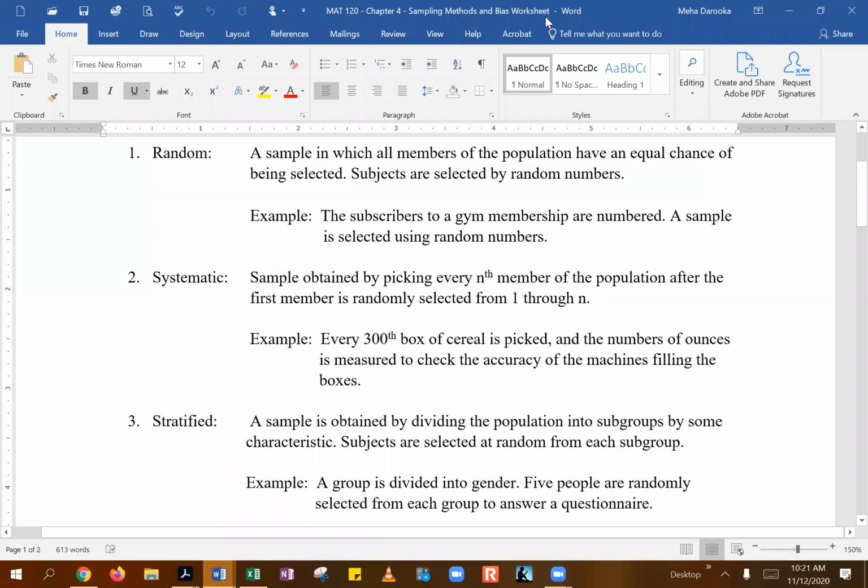So just as an example, they are saying the subscribers to a gym membership are numbered. So let's say if there are 5,000 subscribers, we would number them from 1, 2, 3, 4, 5, all the way to 5,000. And then, like I said, you would select a sample by using random numbers. So, whichever numbers came out to be, those would be the people we would do our little survey on.